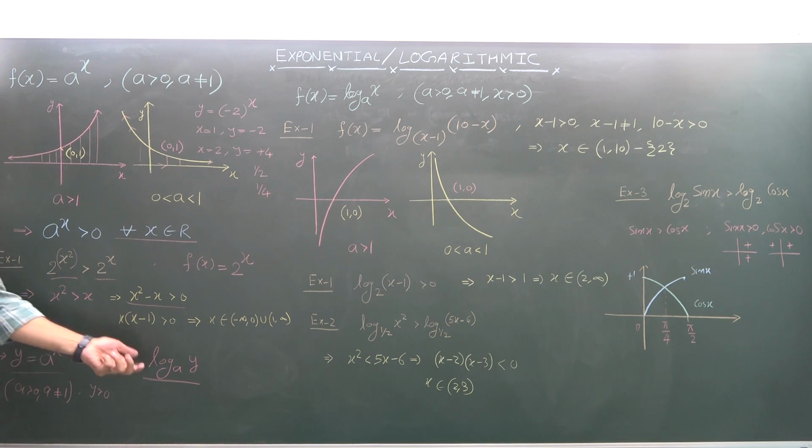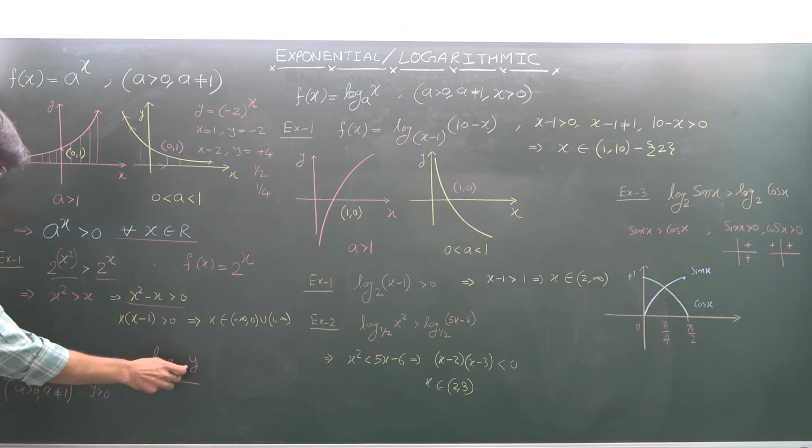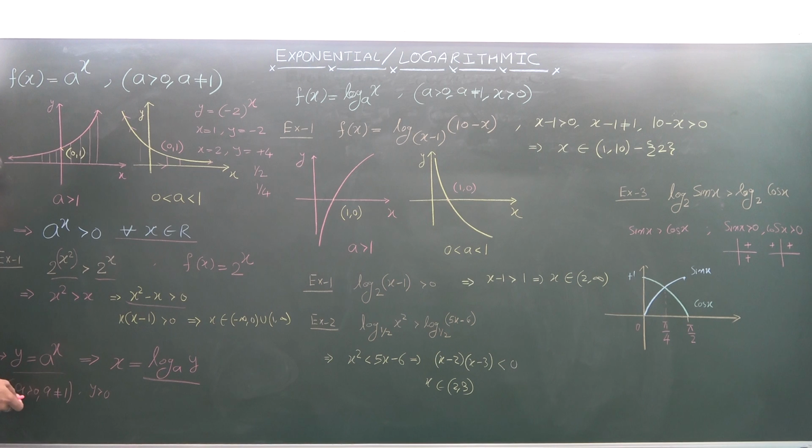Which means if we transform this exponential function into a logarithmic function, x equals log of y to the base a. Right. So one thing is, this a should be greater than 0, a should not be 1, and this particular y should be greater than 0.